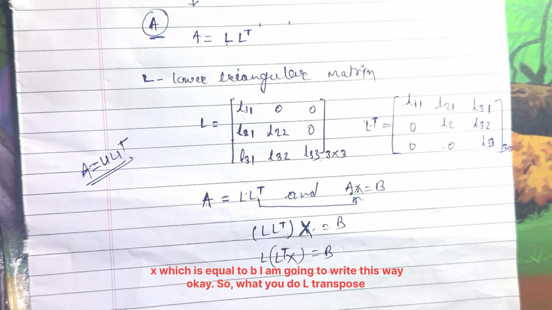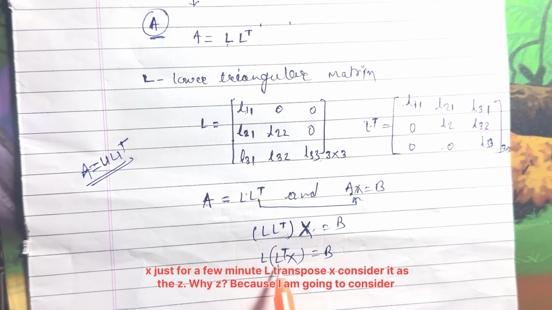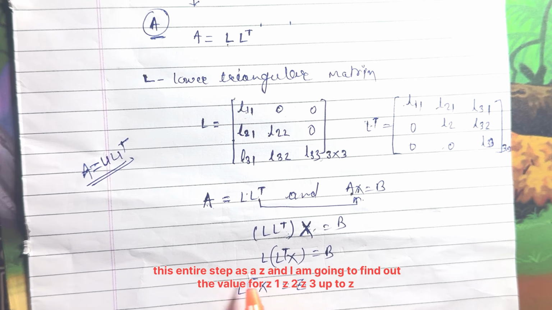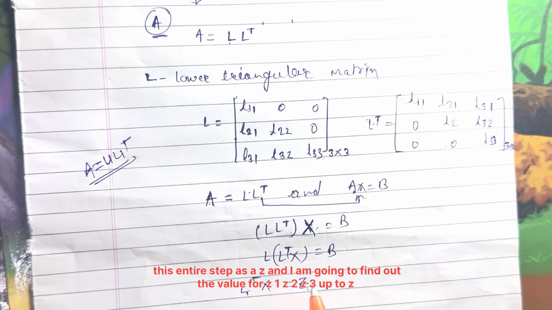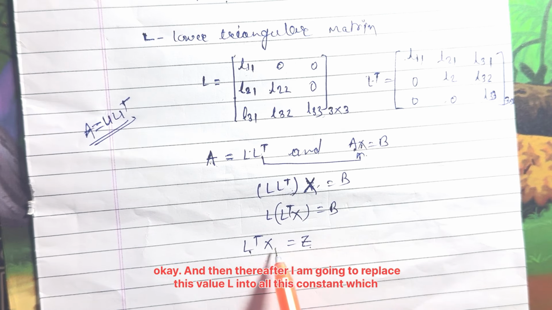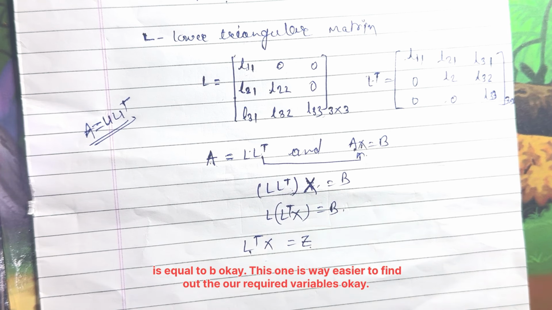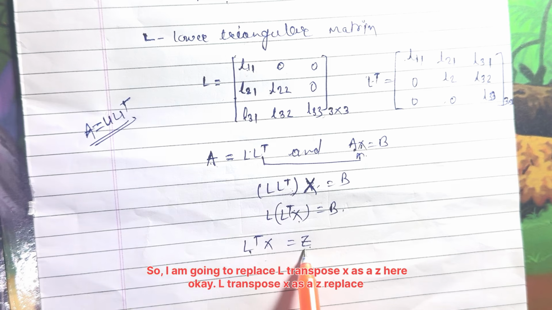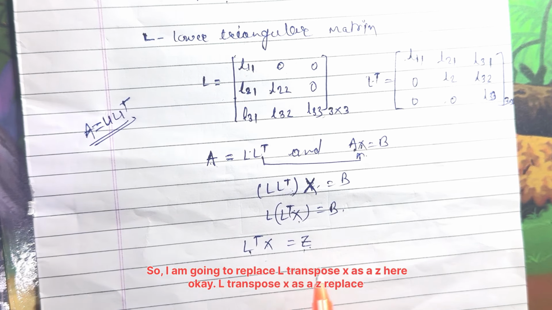So what you do is, for a few minutes, consider L transpose X as Z. Why Z? Because I'm going to consider this entire step as Z, and I'm going to find the values Z1, Z2, Z3 up to Zn. Thereafter I'm going to replace this value, L into this constant, which is equal to B. This is a much easier way to find our required variables. So I'm going to replace L transpose X with Z here.